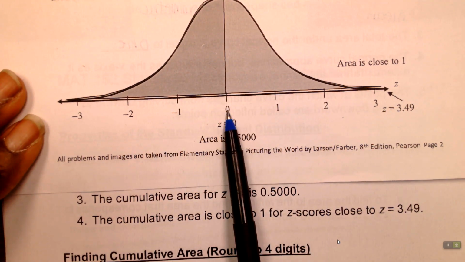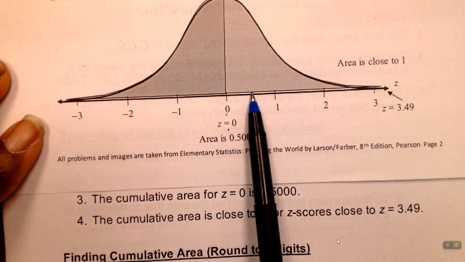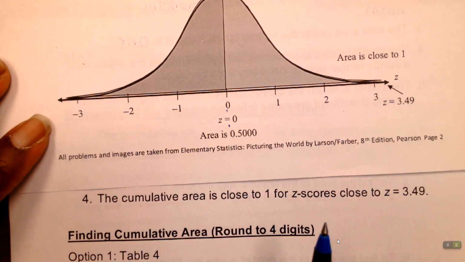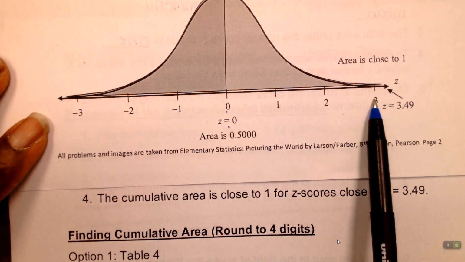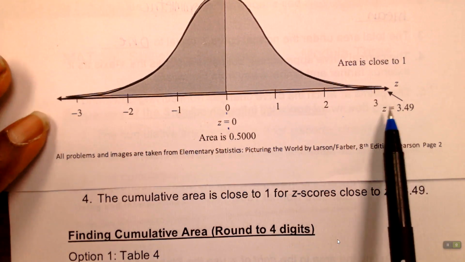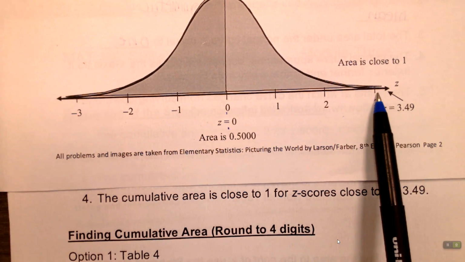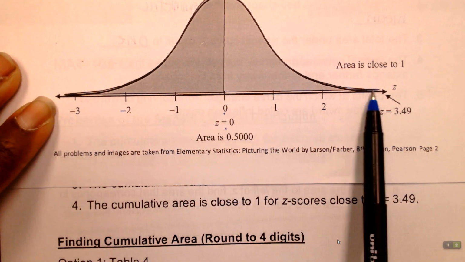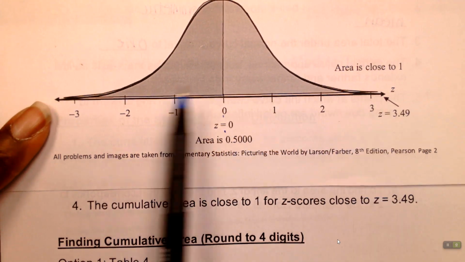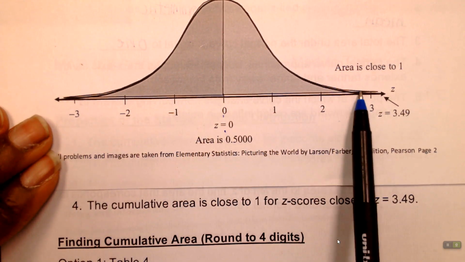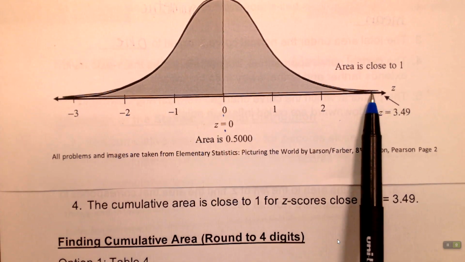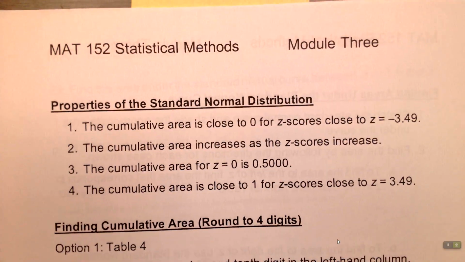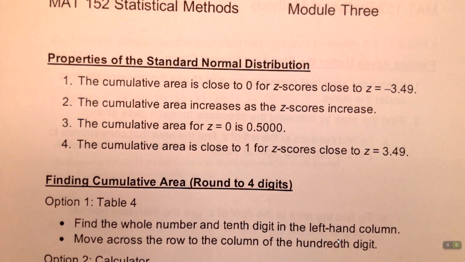And again, as it increases, maybe it's going to go to 0.75, 0.8, 0.89, all the way to the end. So the cumulative area is close to 1 for z-scores close to z equals 3.49. So down here z equals 3.49. That means from here to here, that's almost my entire graph shaded. So my probability should be really close to 1. Okay, so hopefully that makes sense of how we actually come up with these probabilities.